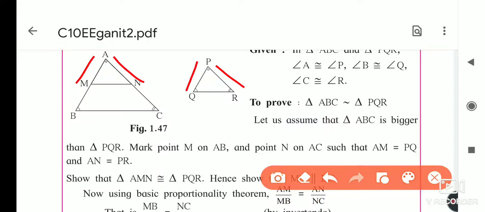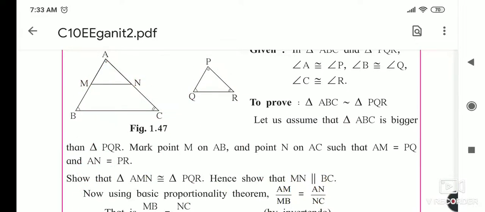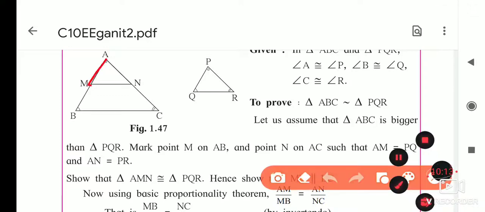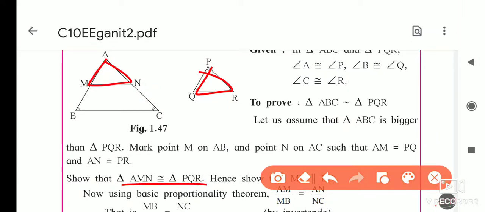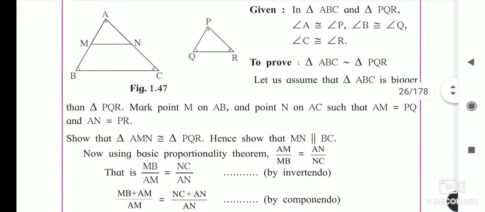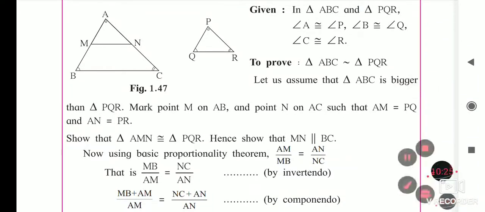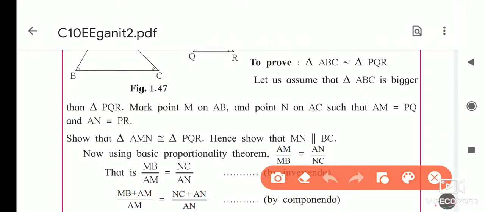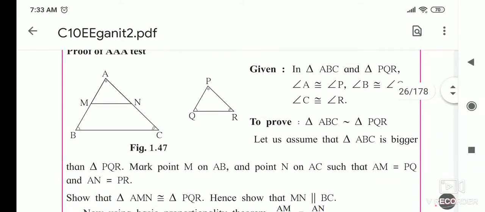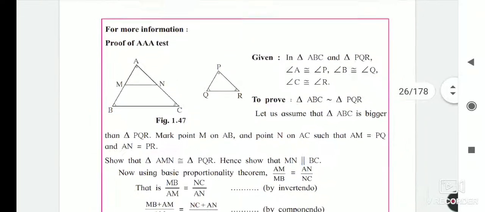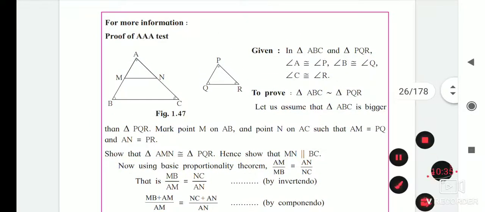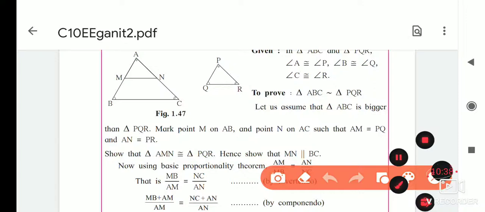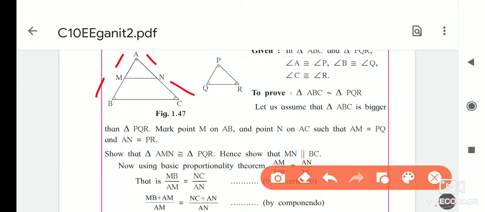Now here are two triangles. Which are those triangles? AMN and ABC. From these two triangles we have to show that AMN and PQR are congruent to each other, because all their sides are congruent. Their ratios of sides are equal, meaning AM upon MB. First of all they use the BPT theorem, that is AM upon MB is equal to AN upon NC.